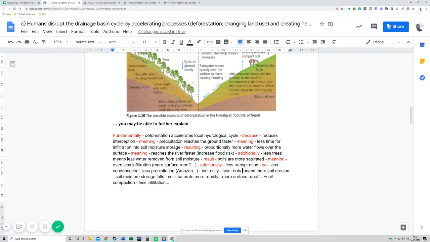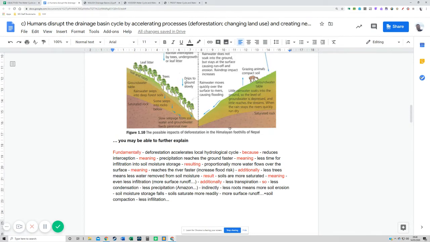Also, this is a slightly indirect point, but if you've got less roots because the trees have gone, you get more soil erosion, and that's going to reduce how much water the soil can store. So it saturates more easily. Once it's saturated, any more rain that falls on top of that soil then flows over the surface. It's a bit like soil compaction. Like we talked about earlier, if the rain falls directly onto the soil, it compacts it. Also, if you put grazing animals in the place of those trees, they will also compact the soil, which means more surface runoff because you seal all the gaps or the air spaces and the porous spaces where the water would have infiltrated.